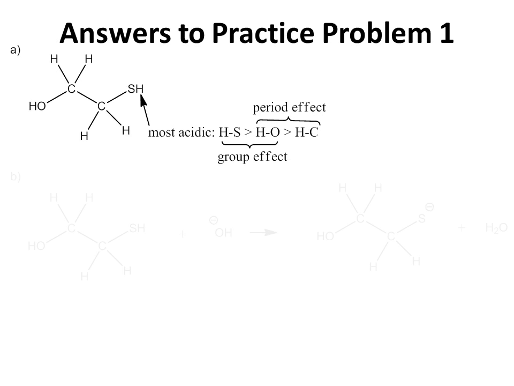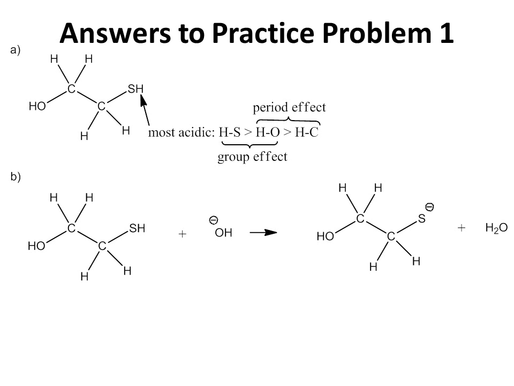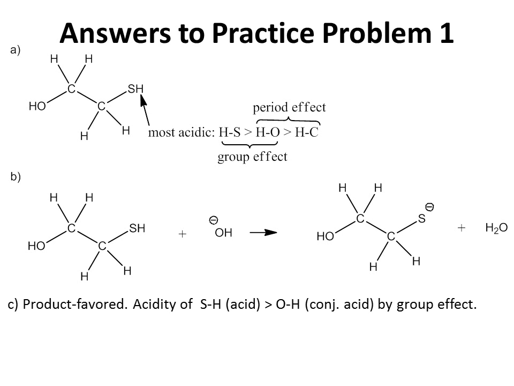In part B, we use our base hydroxide to remove that most acidic proton, the one attached to sulfur, to form our conjugate base plus the conjugate acid water. Part C, to figure out if this is a reactant favored, product favored, or neither reactant nor product favored reaction, we need to compare the SH bond, which is in the acid, its acidity to that of the OH bond in our conjugate acid. By group effect, SH is more acidic than OH. Thus, since our acid is more acidic than our conjugate acid, KQ would be greater than 1, and this is a product favored reaction.